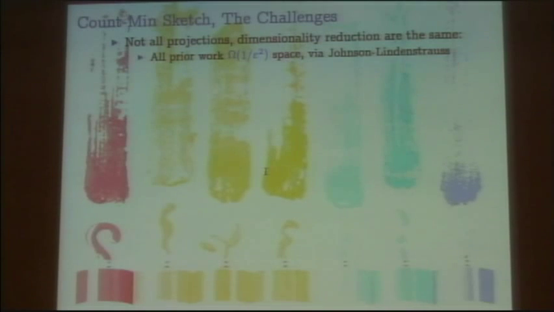So I just want to point out that there are a lot of sketches out there. There are a lot of dimensionality reduction techniques and projection techniques, but they're not all the same. Many of them tend to use 1 over epsilon square space for this problem. That's primarily because they tend to think about preserving the L2 norm. And for this particular problem, you don't need to preserve the L2 norm for the indexing problem. So we are able to do it with 1 over epsilon space.